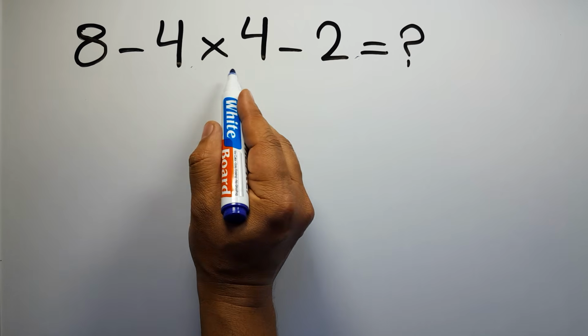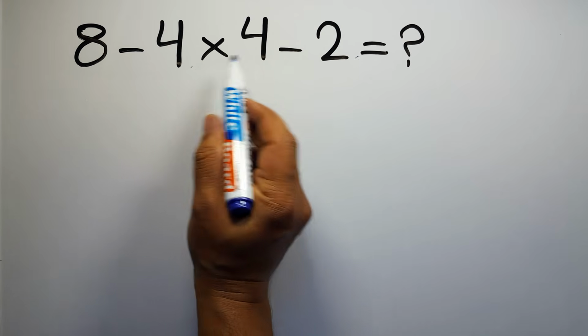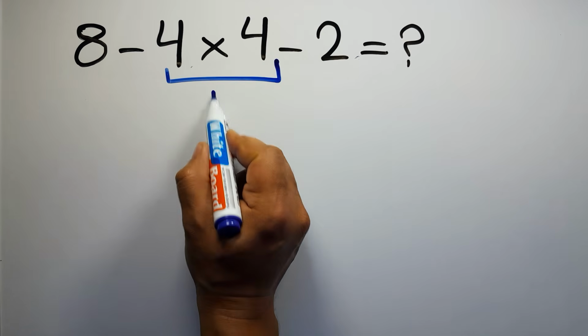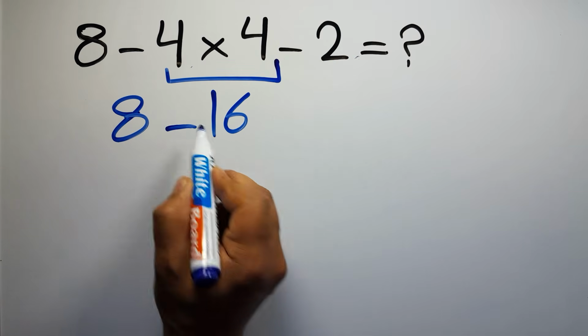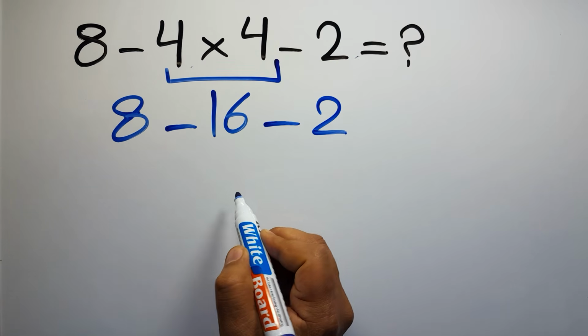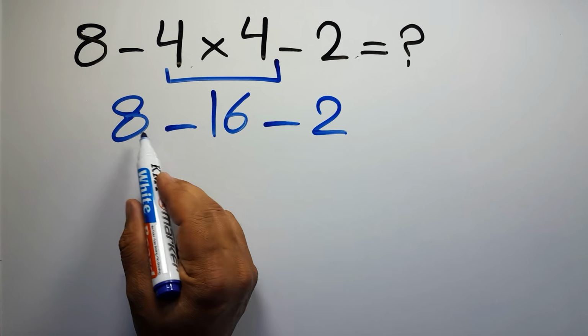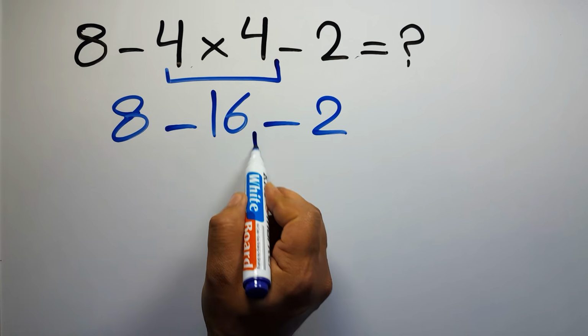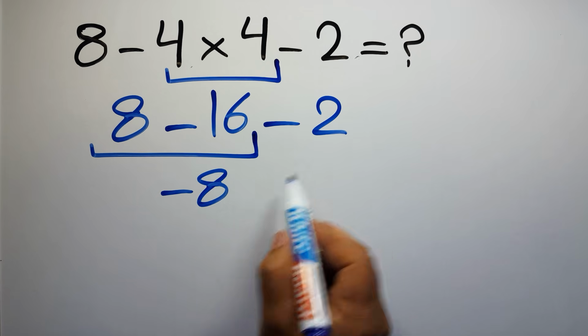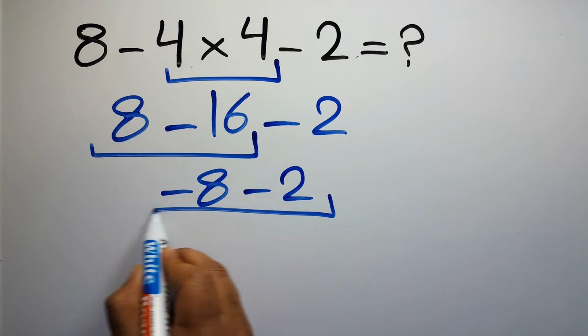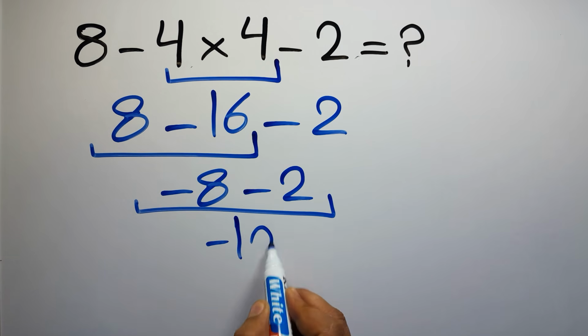So first this multiplication. 4 times 4 gives us 16. So 8 minus 16, then minus 2. Now we have to do this subtraction. 8 minus 16 gives us negative 8. So negative 8 minus 2, which equals negative 10. And this is our final answer to this problem.